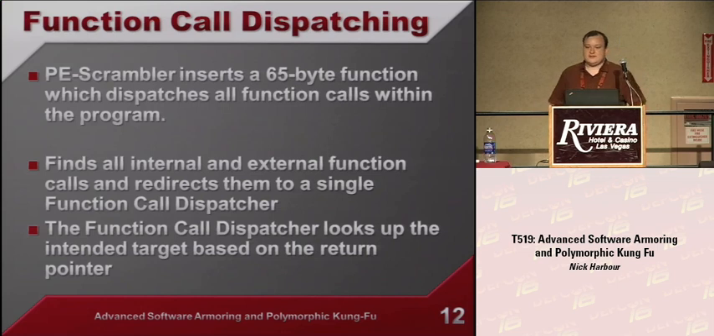All right, so let's get into the first little trick I can do. I just called it function call dispatching. Basically, with my disassembly, I'm going to find every function call in the program, whether it's to an internal function or to something from the import table, like an external DLL. I can find each one of those instructions and actually remap them to a tiny little 65-byte function that I insert into the binary. And this function is basically then going to call whatever it was supposed to call.